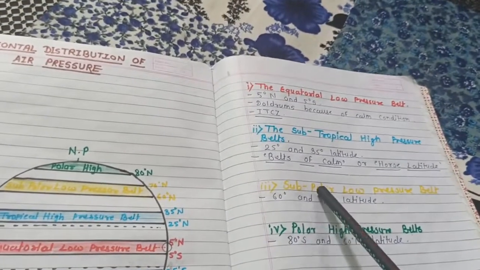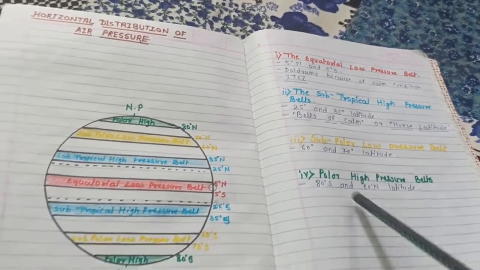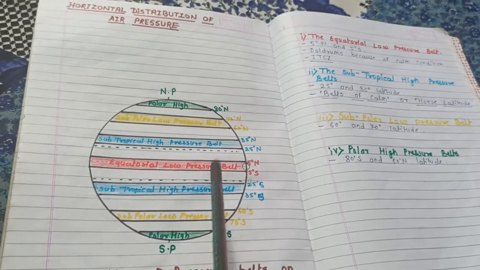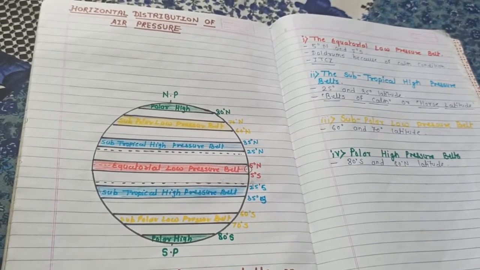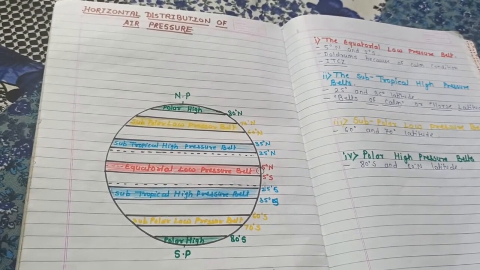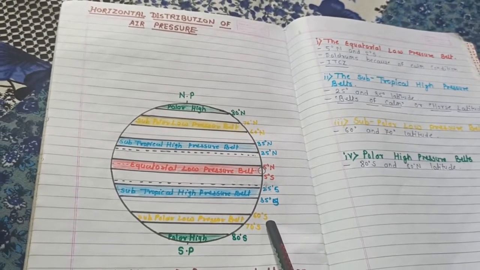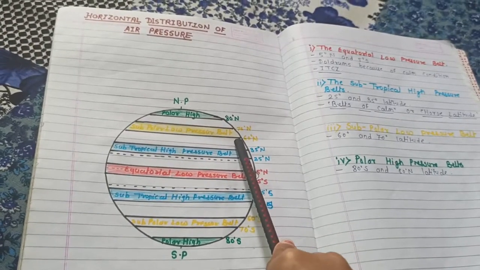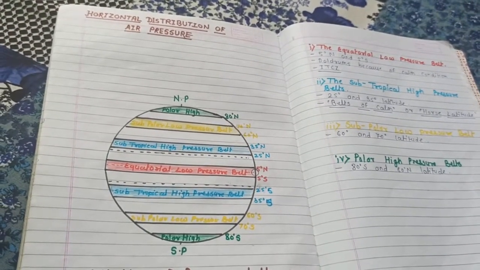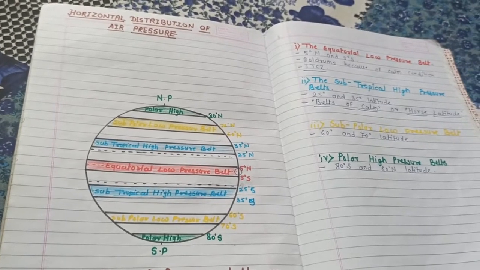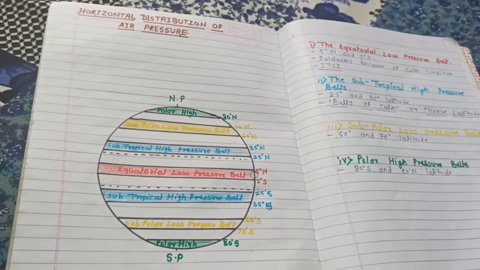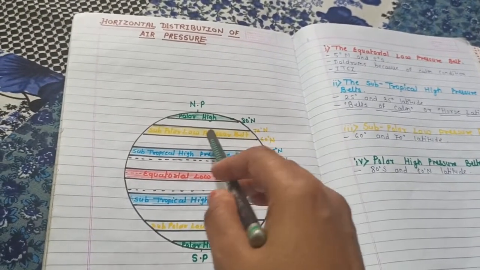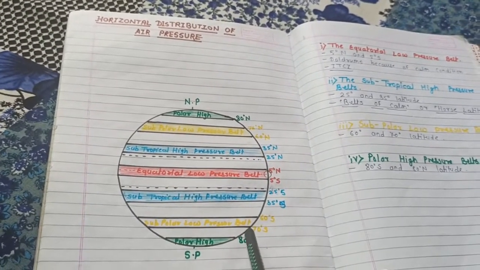And the third belt is the subpolar low pressure belt. These subpolar low pressure belts are located between 60 degrees south to 70 degrees south and 60 degrees north to 70 degrees north in the hemispheres. These belts are also caused due to the rotation of the earth.